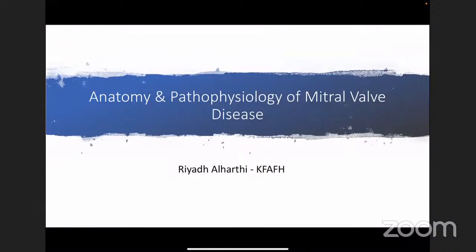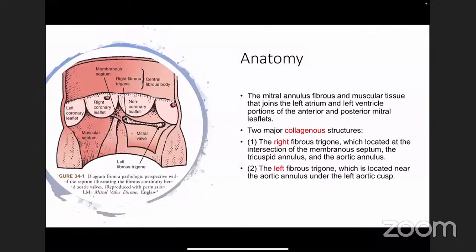I will talk about anatomy and pathophysiology of mitral disease. Anatomy: the mitral annulus, fibrous and muscular tissue that join the left atrium and left ventricle, portion of the anterior and posterior mitral leaflet. Two major collagens structure the right fibrous trigone, which is located at the intersection of the membranous septum, the tricuspid annulus, and aortic annulus. The left fibrous trigone is located near the aortic annulus under the left aortic cusp.